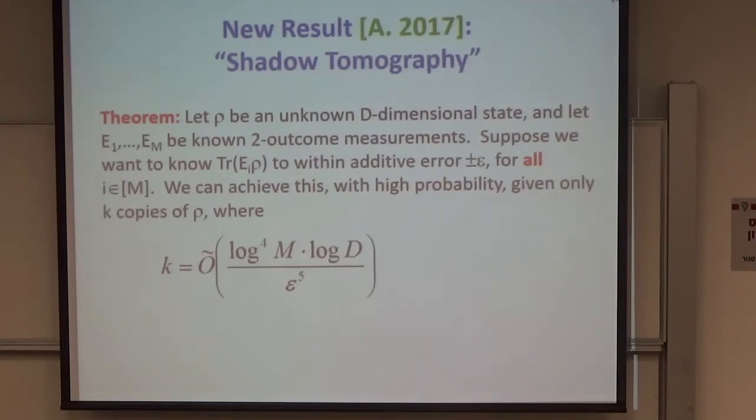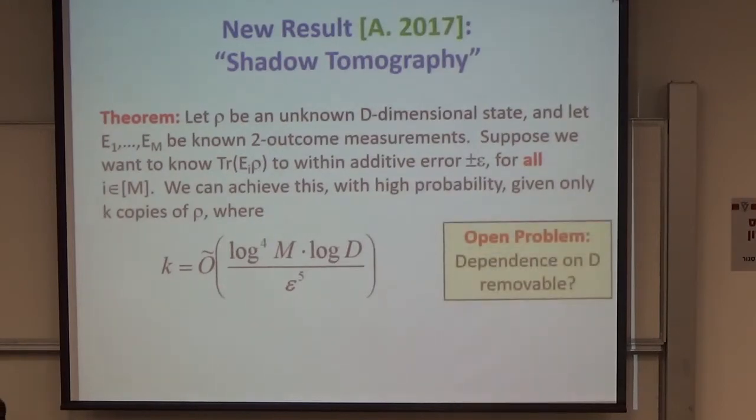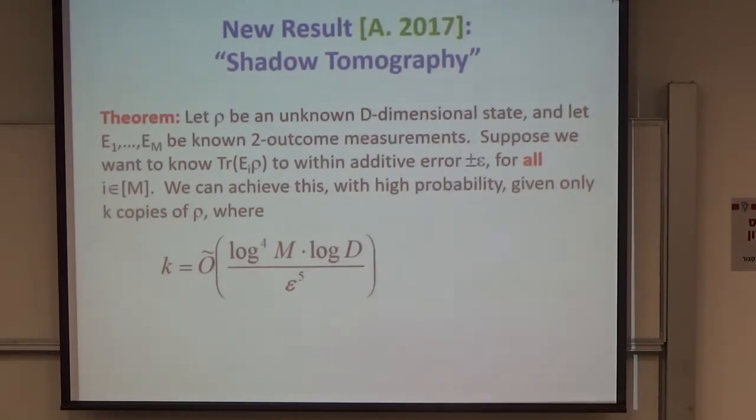Log to the 4th m times log of d over epsilon to the 5th. Okay. So I should say, for this task, once again, it's pretty easy to do this with about m copies of rho, because all I would have to do is measure some copies to learn E1, measure some other copies to learn E2, and so forth. Just measure separate copies for each Ei.